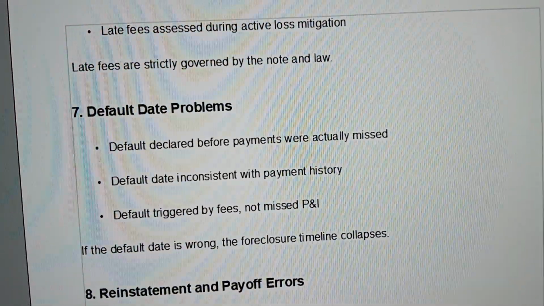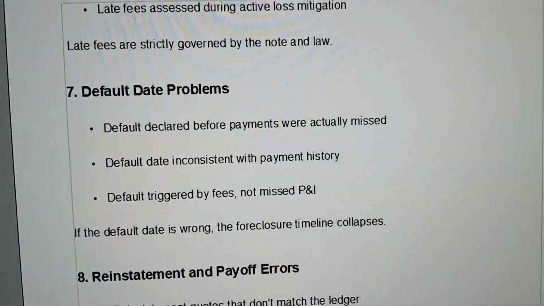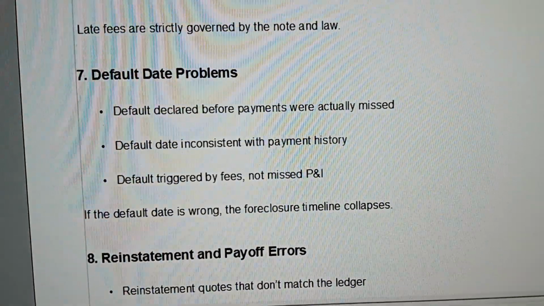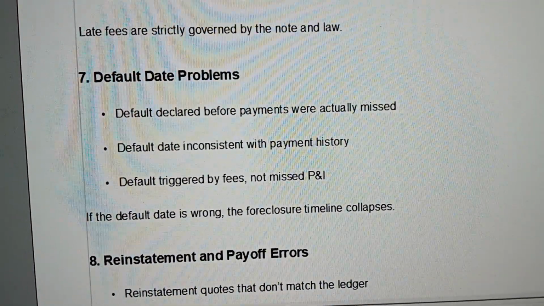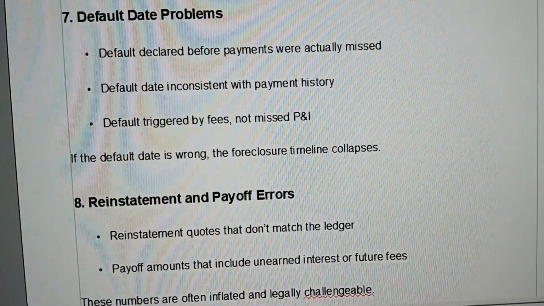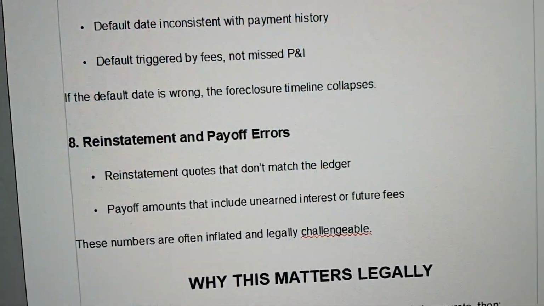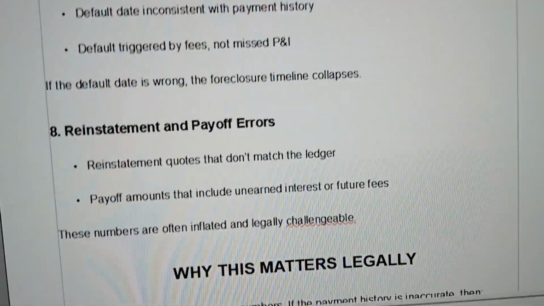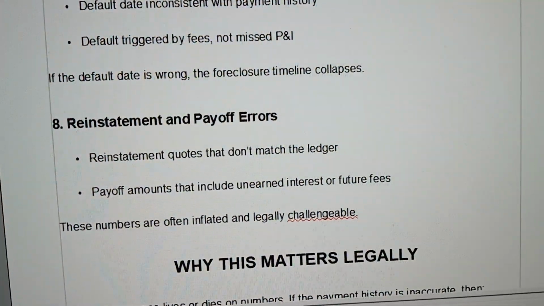Default date problems: default declared before payments were actually missed, a default date inconsistent with the payment history, or default triggered by fees, not missed principal and interest. If the default date is wrong, the foreclosure timeline collapses. Reinstatement and payoff errors: reinstatement quotes that don't match the ledger, and payoff amounts that include unearned interest or future fees. These numbers are often inflated and legally challengeable.